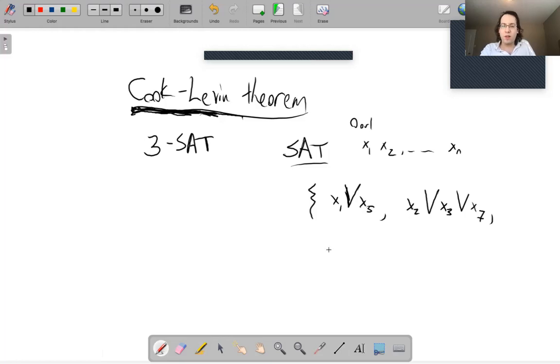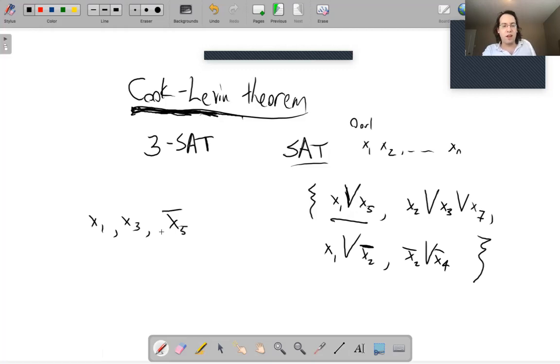Okay, and then you're given another clause, x1 or not x2. I'll put a bar here for not. And then not x2 or not x4, whatever. You're given some set of clauses. So each one of these things is called a clause. There's some notation to know: a thing like this, or even a negation, these guys are called literals.